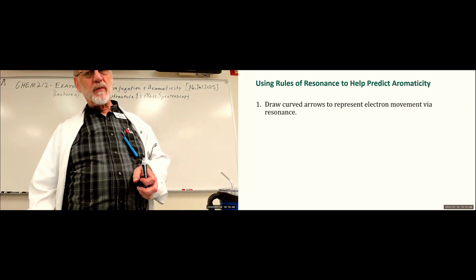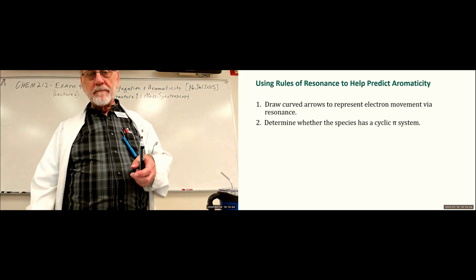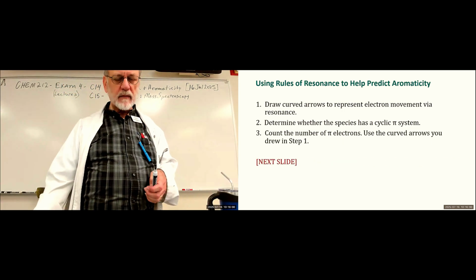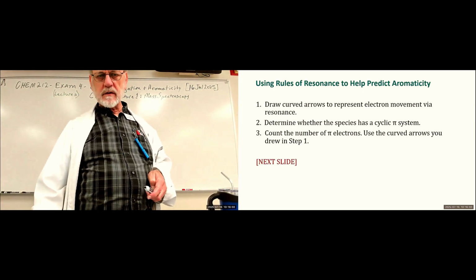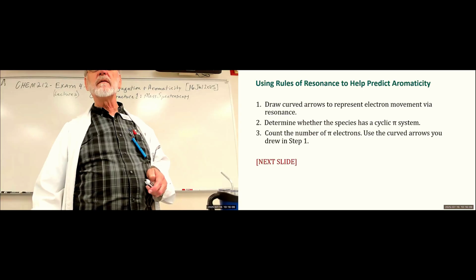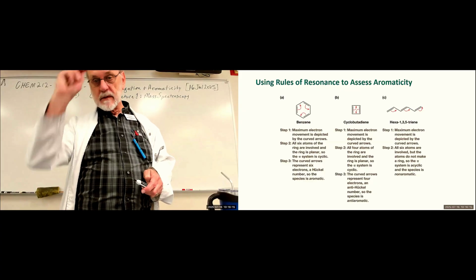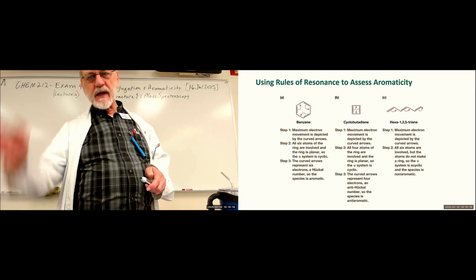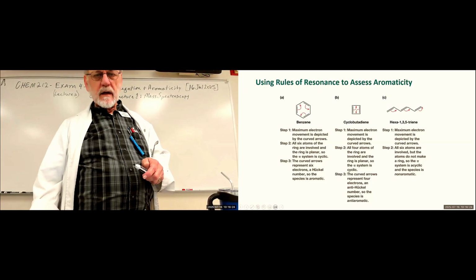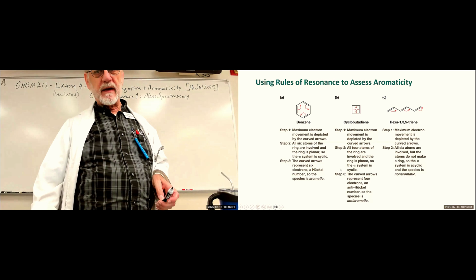Draw curved arrows to represent electron movement via resonance. Determine whether the species has a cyclic pi system. Not just a cyclic molecule, but a cyclic pi system. Count the number of pi electrons, using the curved arrows you drew in. That tells you how many. If we do it that way, we end up with the same results for these three molecules. So A is aromatic, B is anti-aromatic, and C is non-aromatic.